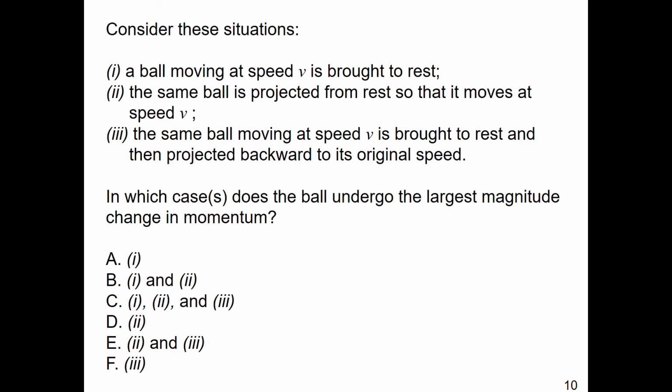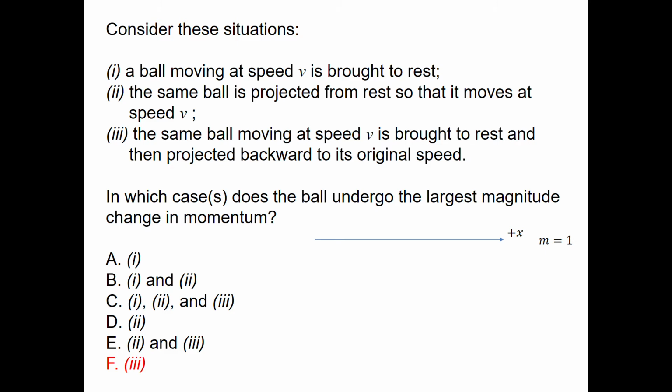And in the third case, the same ball is moving at 3 meters per second. We slow it down until it stops and then project it in the opposite direction at 3 meters per second. And the question is, in which case does the ball undergo the largest magnitude change in momentum? We've got several combinations of options there. The correct answer here is 3. The change in momentum is largest in case 3.